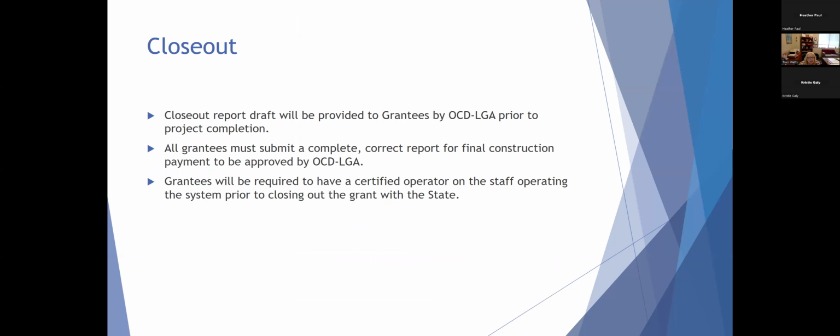For the closeout process, a closeout report draft will be provided to grantees prior to project completion. Grantees will be required to submit a complete correct report for final construction payment to be approved by OCD-LGA. And the grantees will be required to have a certified operator of their system on staff prior to closing out the grant with the state.